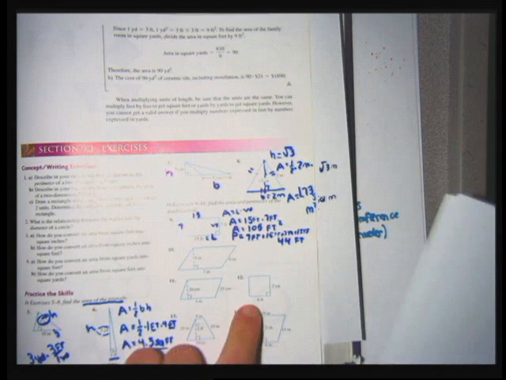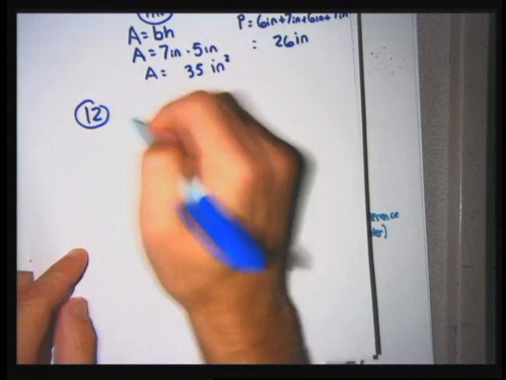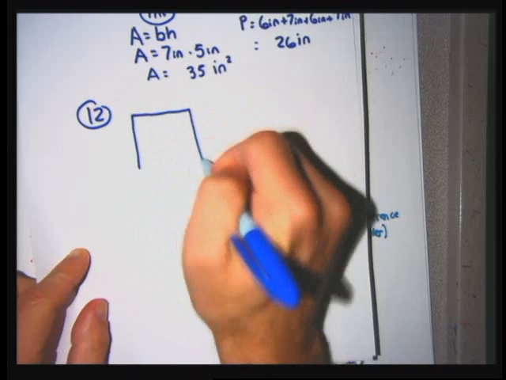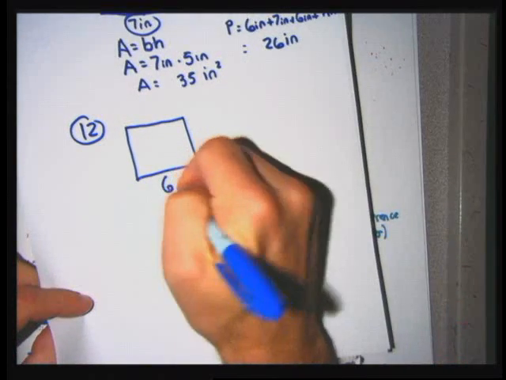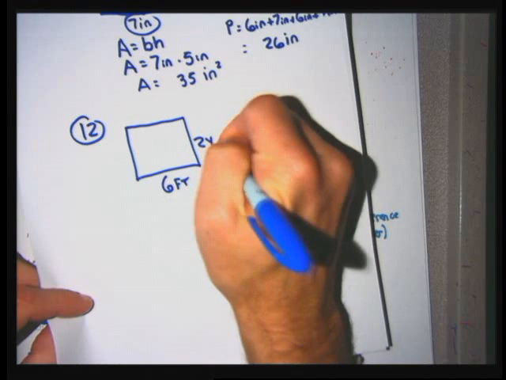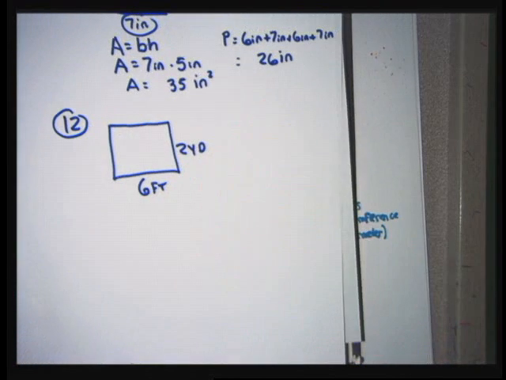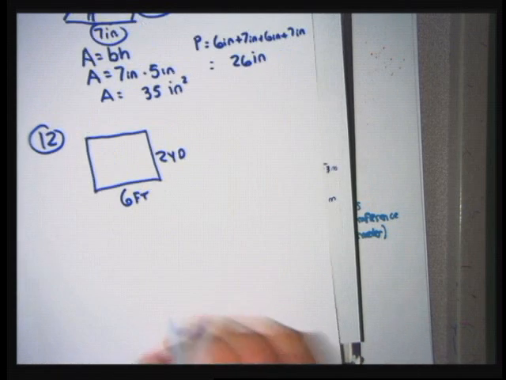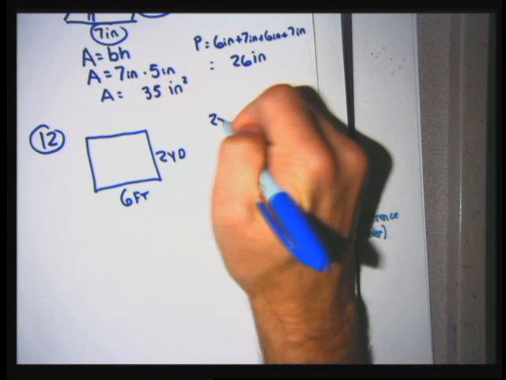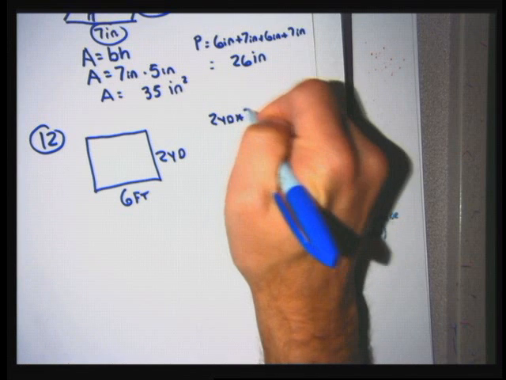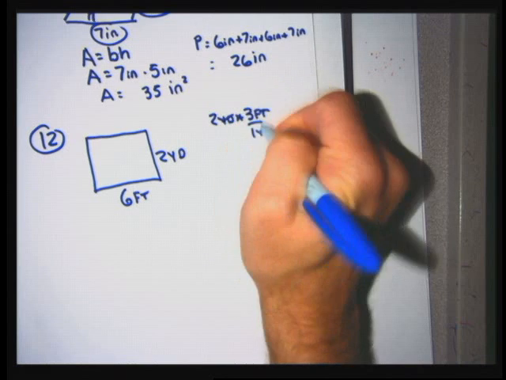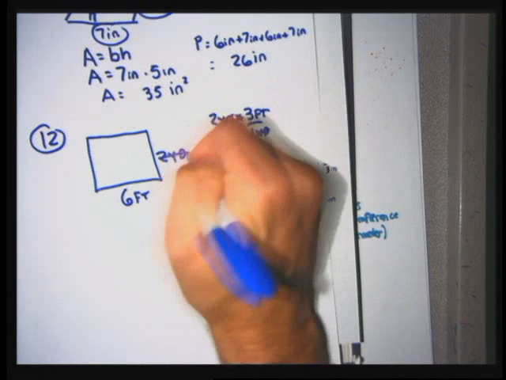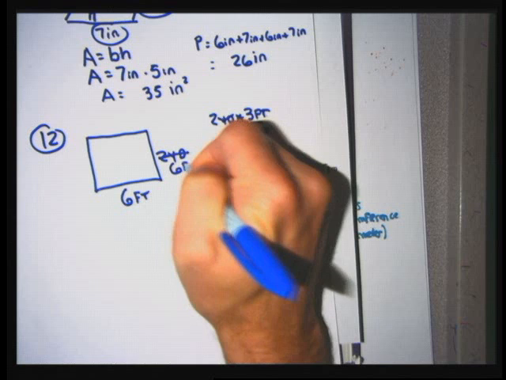Let's skip down and do 12. Problem 12 gives me a square, and the units aren't the same. When I go to do area or perimeter, I want to have the units the same, and I don't. It's easier for me to change yards to feet, so I'm going to do that before I do my computation. So the 2-yard side, I'm going to multiply by the fact that 3 feet is 1 yard. Yards will cancel. I'll multiply the 2 and the 3 and get 6. So I'm going to change this to 6 feet.